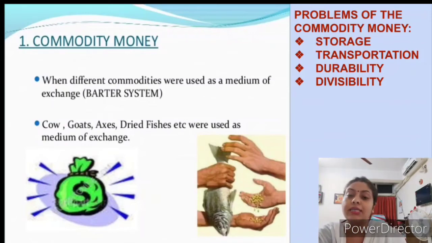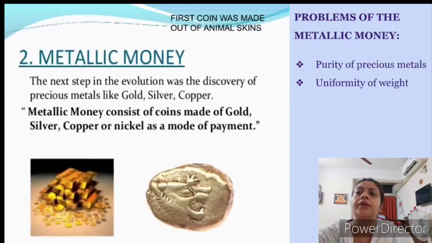The first one is how to store them and how to transport them. It is always a problem. Then these are perishable, they are not durable, and finally dividing them equally between the buyer and the seller is sometimes an issue. So to overcome the shortcomings of commodity money, started the concept of metallic money.